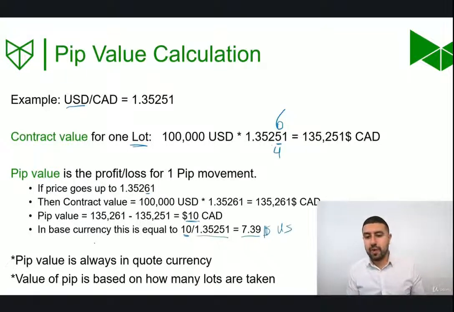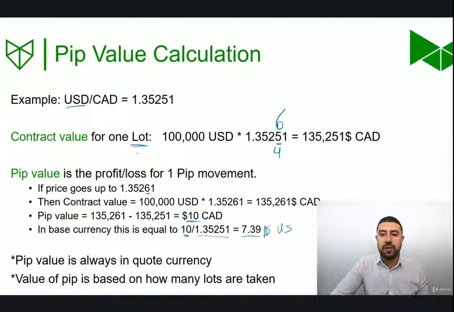Now, when we're talking about PIP value, it is usually calculated in quote currency. So when we're talking about PIP value, you're usually talking about quote currency. But if you want to look at it in the other currency, you can do that. The value of the PIP is going to be based on how many lots, right? So in this case, I calculated that you bought one lot.